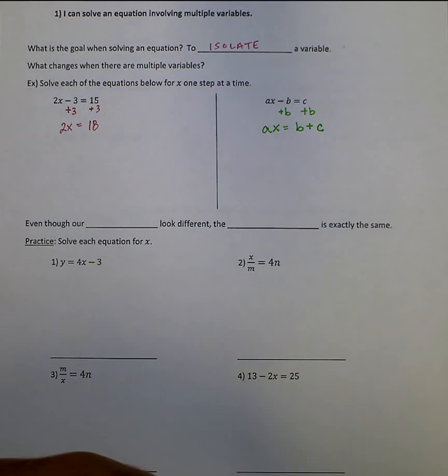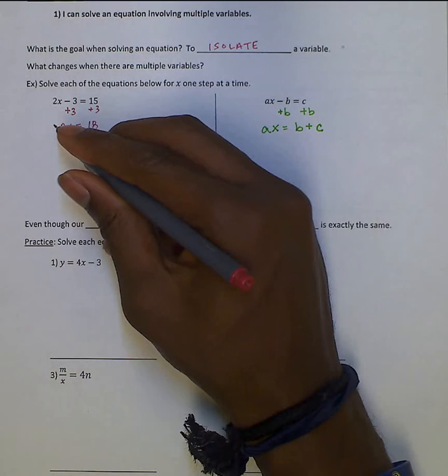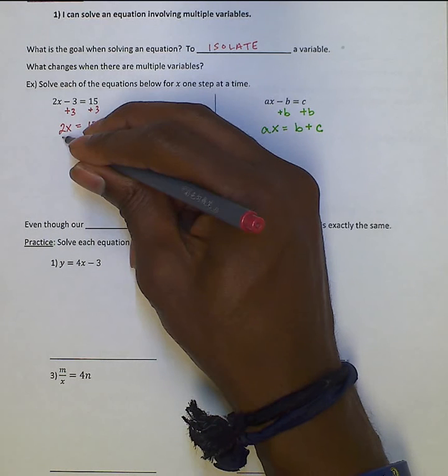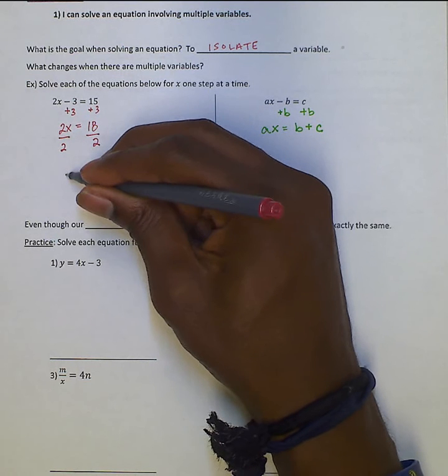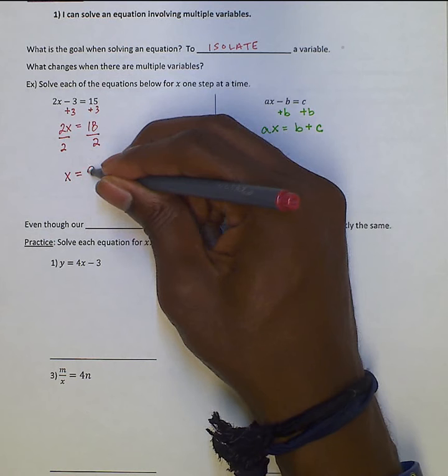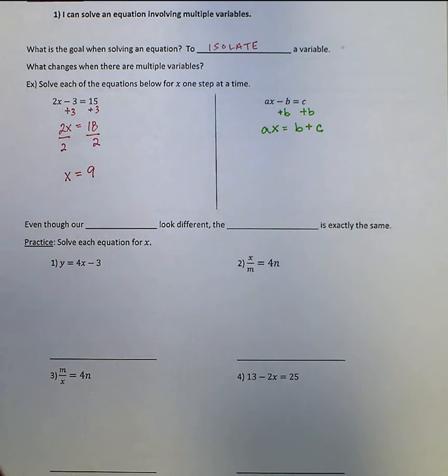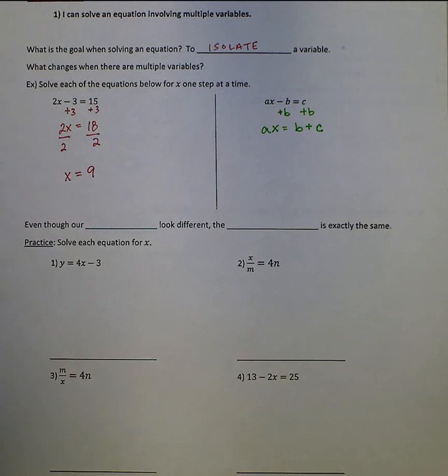Alright, and so now we go back to the left side and we're trying to get x by itself. What's stopping it? The 2. What's 2 doing? It's multiplying, and so to get rid of it we have to divide. And so we have x equals 9. On the right side, same question, what's stopping x from being by itself? The answer is a. What is a doing? It's multiplying, so to get rid of it, we divide by a.